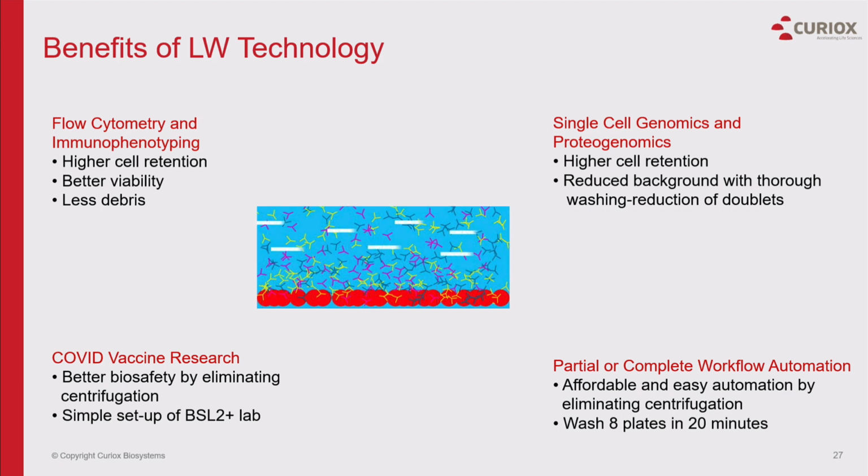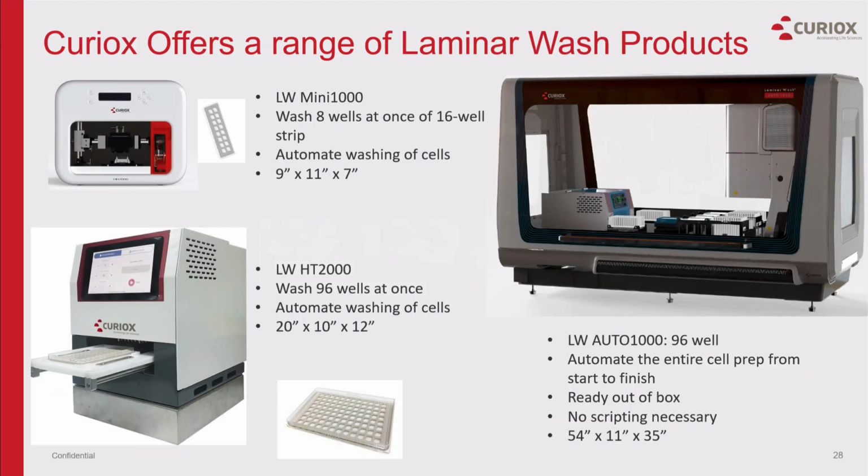So using the Laminar Wash technology gives us a higher retention of our singlet population and gets rid of our doublets. And I have talked about automation as well. You've seen how it can be partially, or we do have instruments that are completely automated as well. So I just kind of want to introduce you to the family of the Curiox instruments.